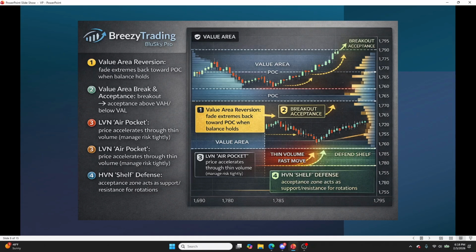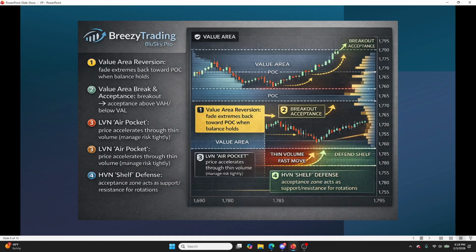And the value area reversion. So the concept is to fade extremes back to point of control when balance holds, right? So when you have this known range, you have known opportunity on both sides. So that's the number one important aspect of this, right?